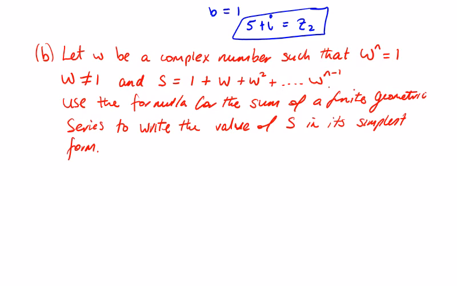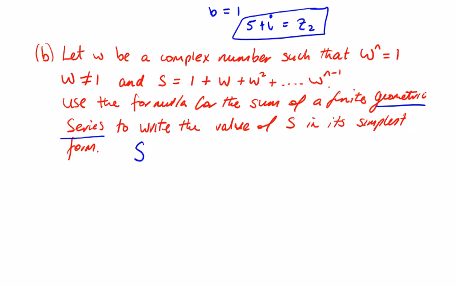Part B of this question, let w be a complex number such that w to the power of n is equal to 1 and w is not equal to 1. And S is equal to 1 plus w plus w squared all the way to w to the power of n minus 1. Use the formula for the sum of a finite geometric series to write the value of S in its simplest form. Okay, a kind of strange question this, but the math involved is actually really simple.